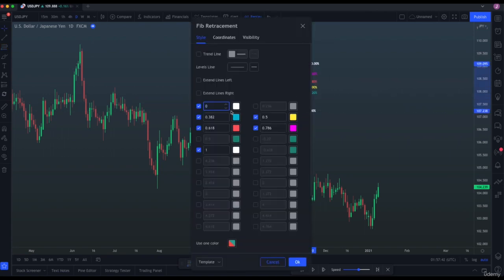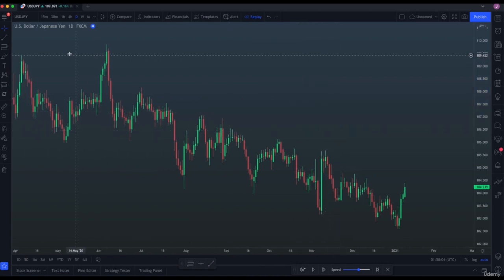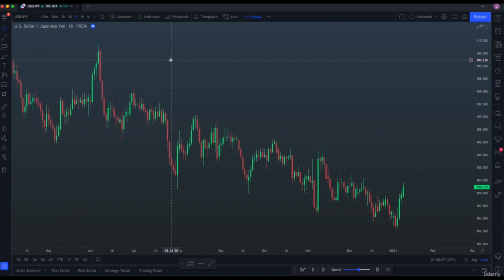So again, for our ratio, 0 and 1 is our anchor point, 38.2, 50%, 618, and 78.6%. Now, I don't personally use 23.6%, but if you want, you can definitely use it. All right. Okay, so we're going to analyze USD JPY daily time frame.